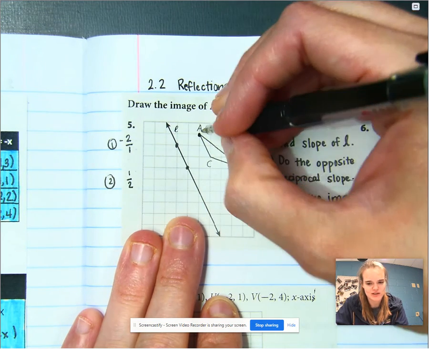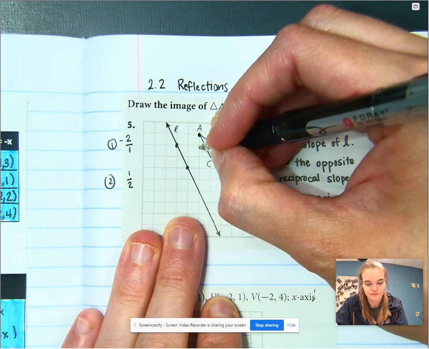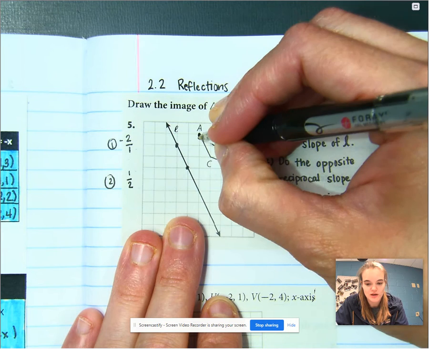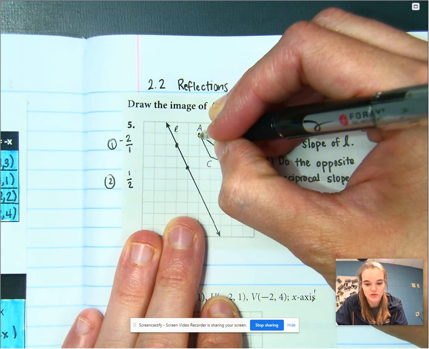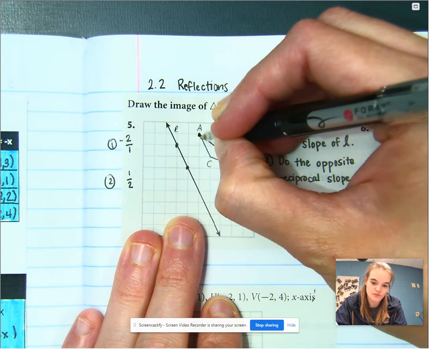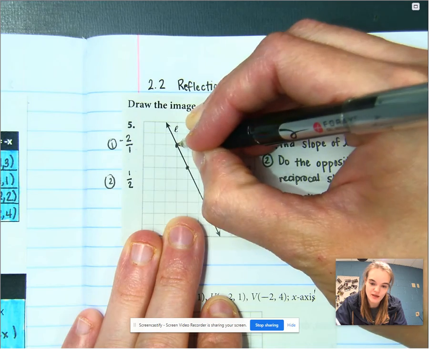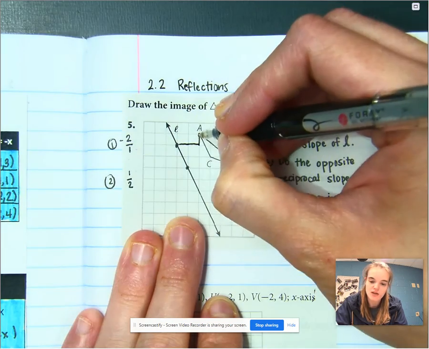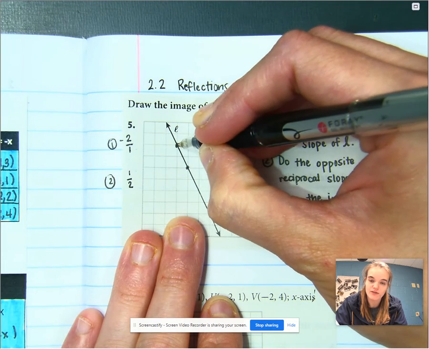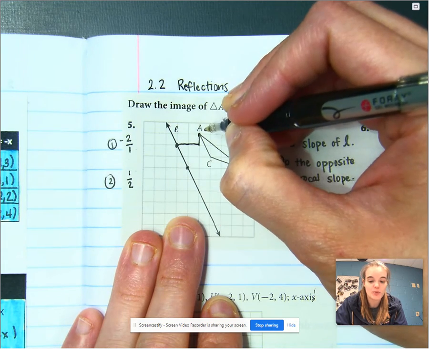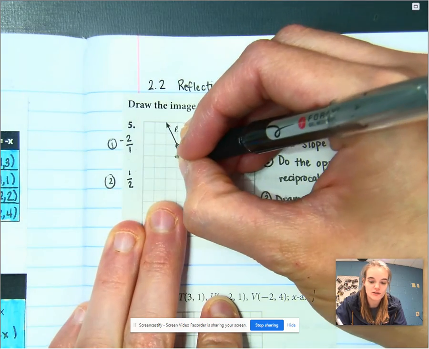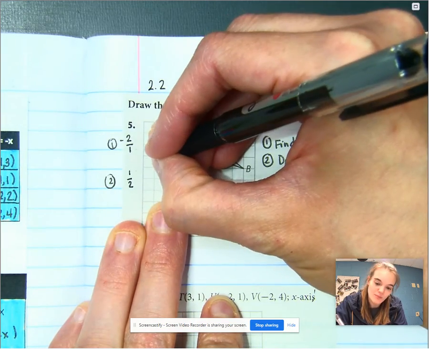In order to get back to this line, instead of going up 1 over 2, I'm going to have to go down 1 over 2. It's still 1/2 though if I graph from here to here. Okay. Notice I went down 1, left 2. To find where A prime goes, I do the exact same thing. Down 1, left 2. A prime is right here.